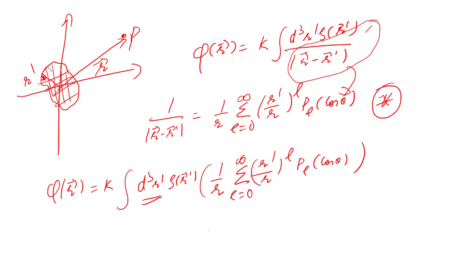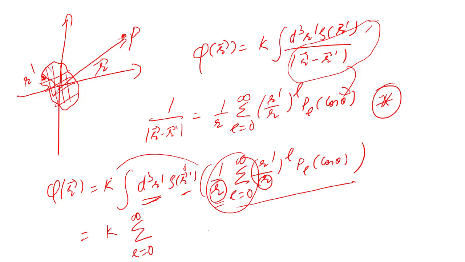Now this integral is over r prime, correct? So this r and this r prime are different. So I could then see that this r and this r could be pulled out because they don't depend upon the integral, right? So then I can write this as k. I'm going to pull the summation first. So the summation is going to be L equal to 0 to infinity. This is just a series of terms, so we're just multiplying this with each term in this series and integrating.